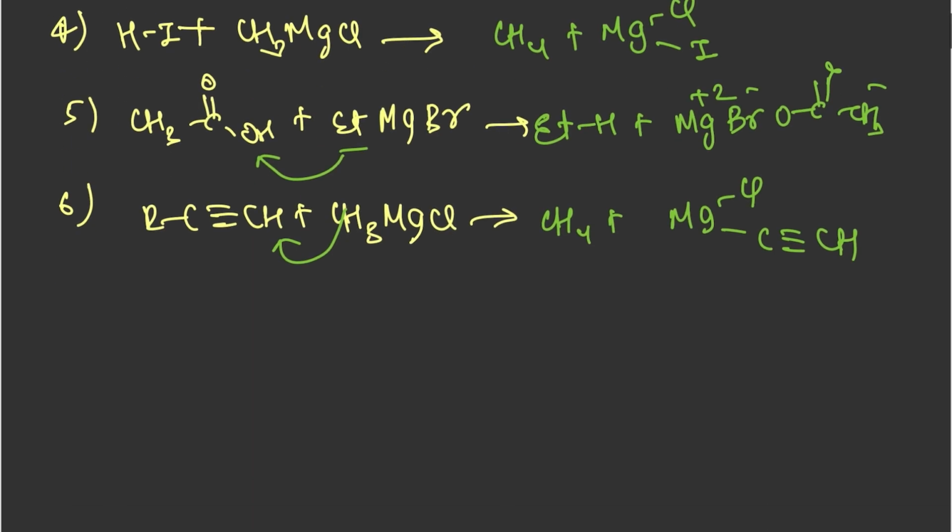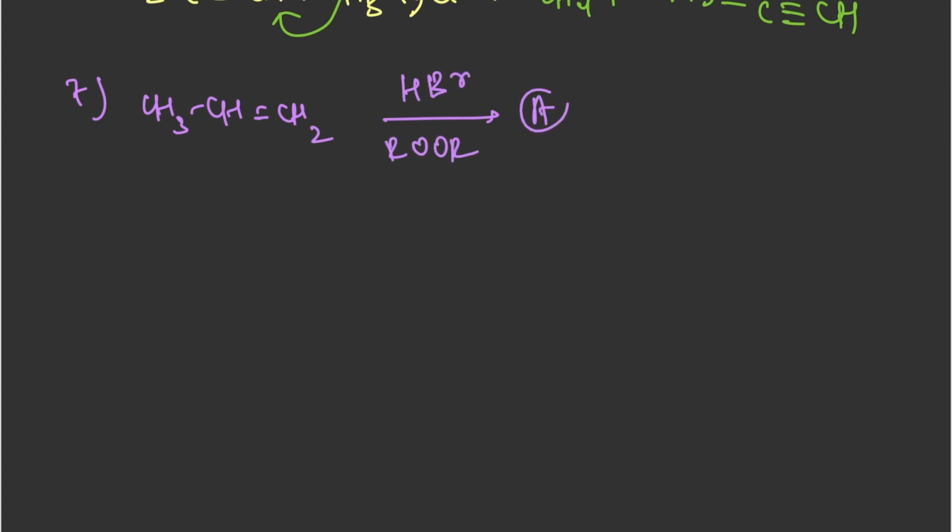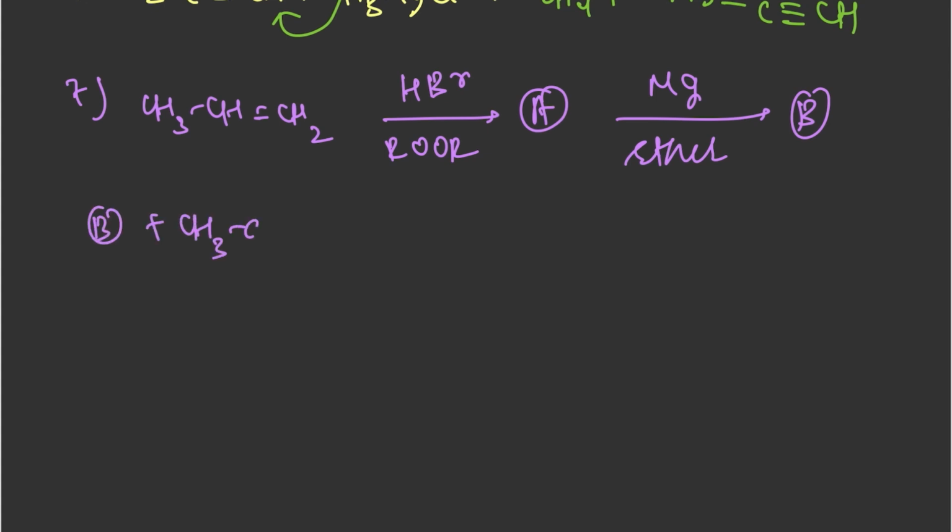Now let's look at the seventh reaction. We have CH3CH=CH2 reacting with HBr in the presence of peroxide. It is forming A, and it is reacting with Mg/ether. It is forming B. Now B is reacting with acid, and will form C.